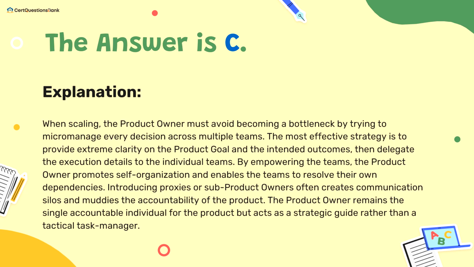When scaling, the product owner must avoid becoming a bottleneck by trying to micromanage every decision across multiple teams. The most effective strategy is to provide extreme clarity on the product goal and the intended outcomes, then delegate the execution details to the individual teams. By empowering the teams, the product owner promotes self-organization and enables the teams to resolve their own dependencies.